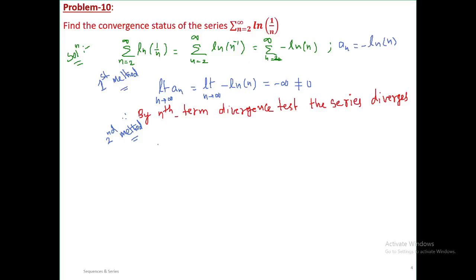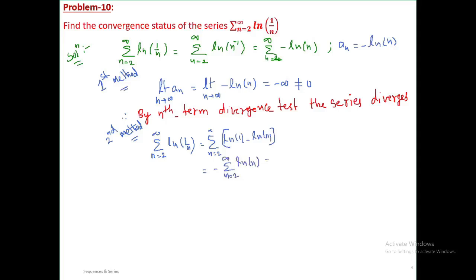So the series of ln of 1 upon n, where n is running from 2 to infinity. Now you expand the terms. ln of a by b is ln a minus ln b. So ln 1 will be 0, and it is minus the series, n running from 2 to infinity, of ln n only.